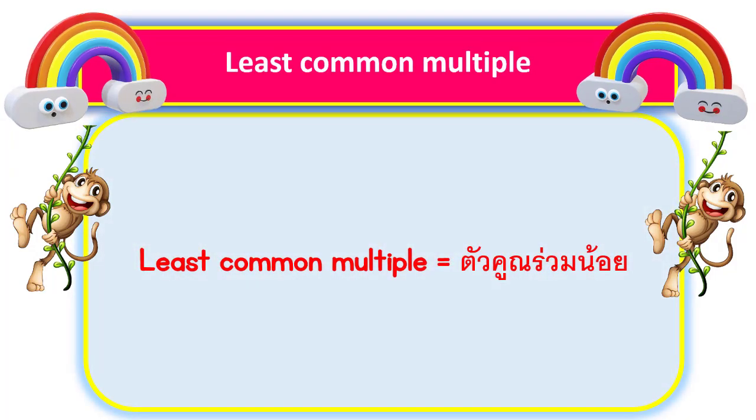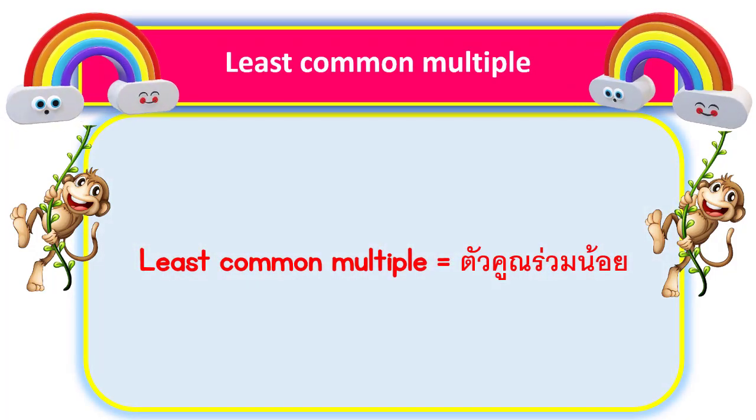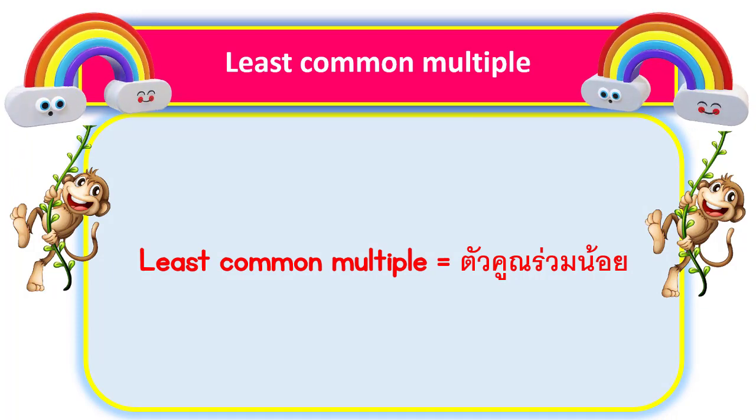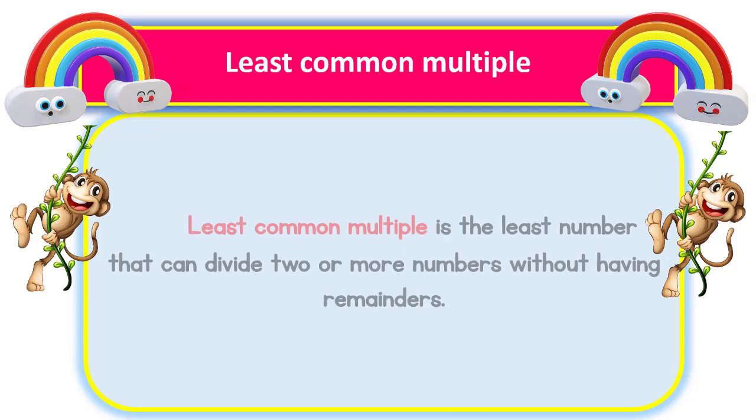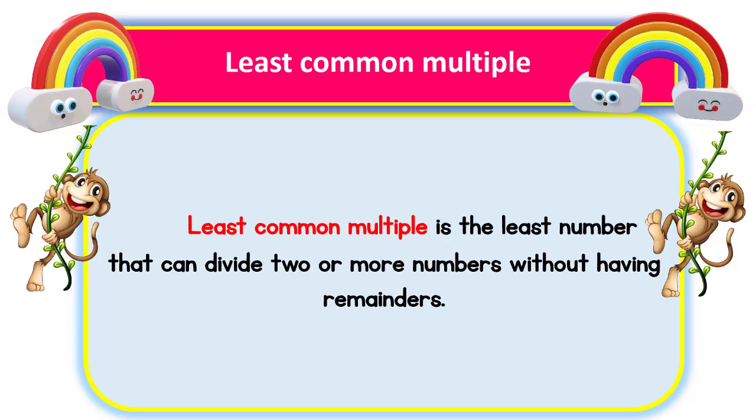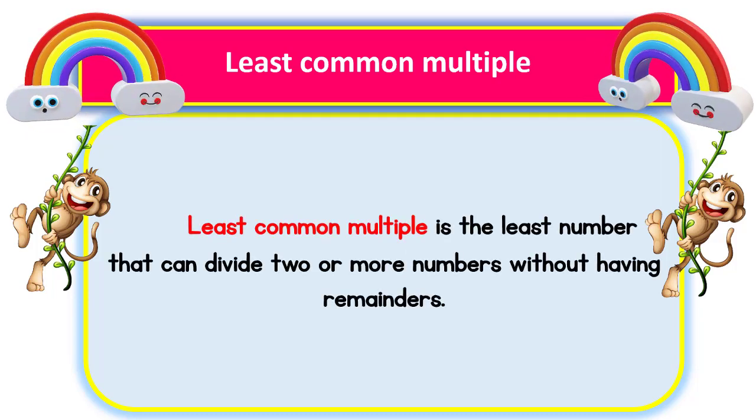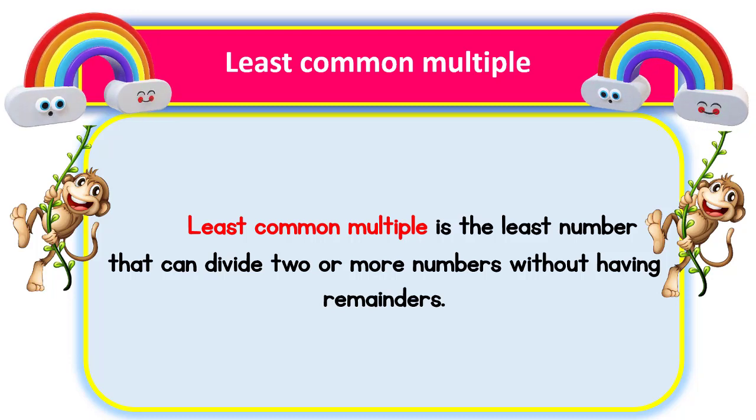Next, the least common multiple. Can you tell me in Thai language, please? What is it? Excellent. Least common multiple is the least number that can divide two or more numbers without having remainders.